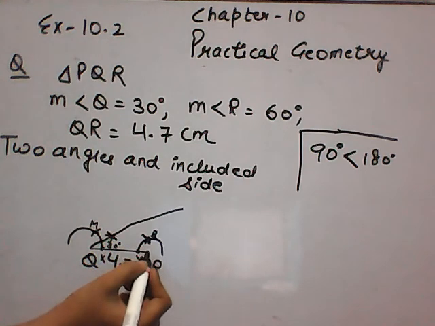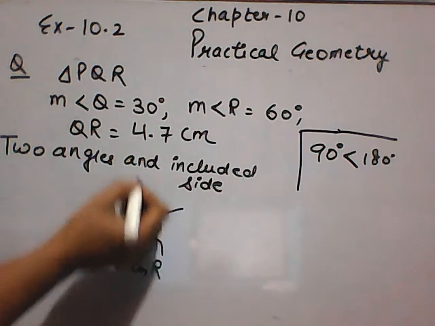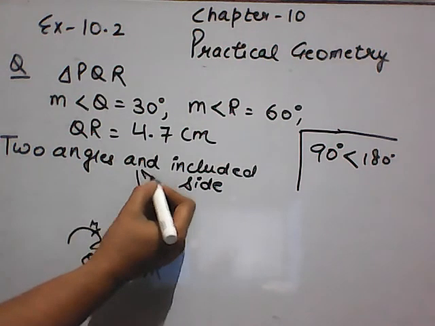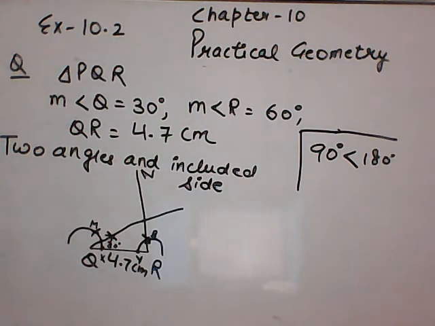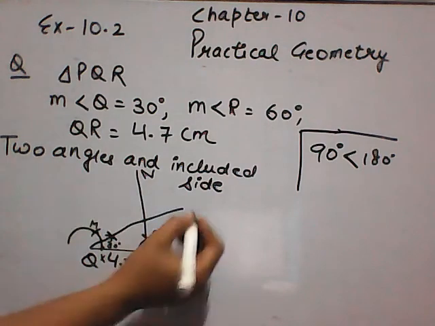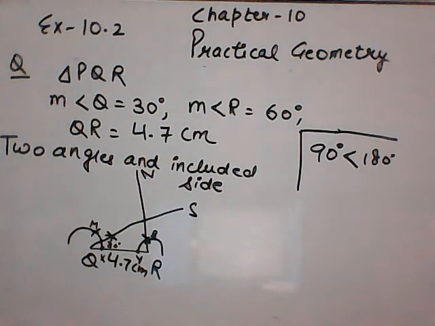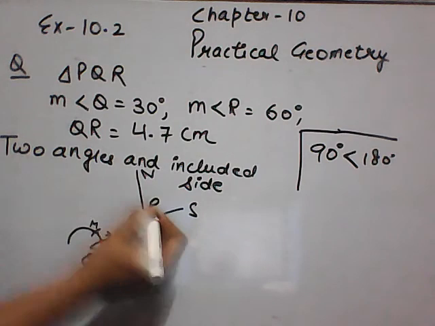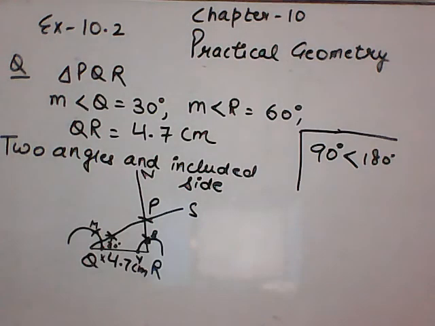Now you have to join R and B and extend this ray. Suppose it is RN, where these two rays QS and RN meet. It is the point of intersection. We name it as P. Now it is the required triangle PQR.